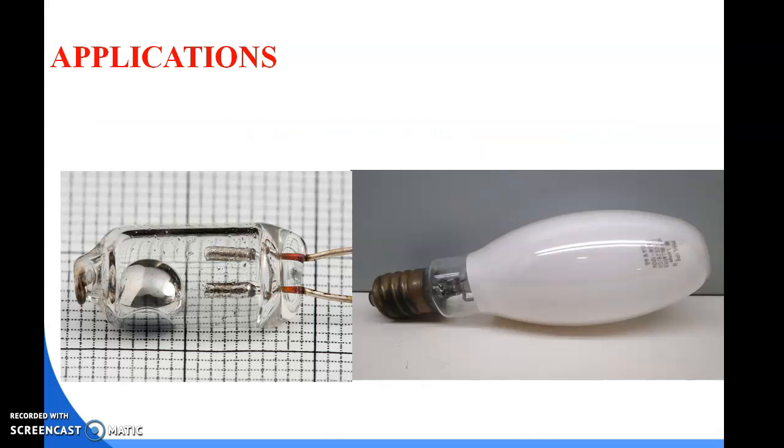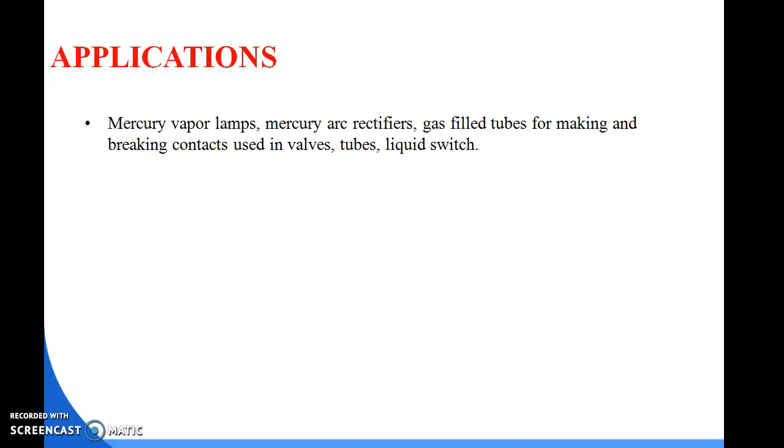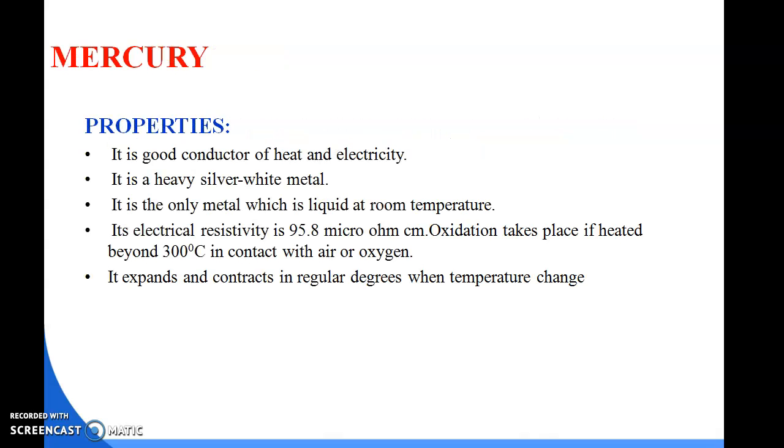Next, this is the mercury vapor lamp, and this is the mercury present inside the figure. So these are the mercury lamps. These are the applications of mercury. I told you that the mercury vapor lamp and mercury arc rectifier are used, and that it is the only metal which is liquid at room temperature.